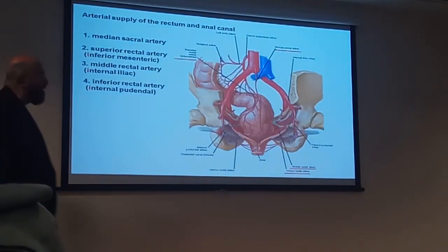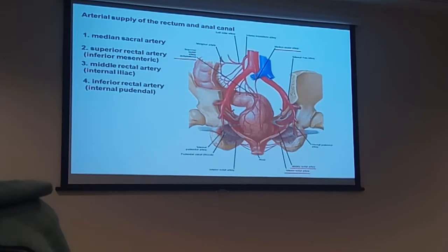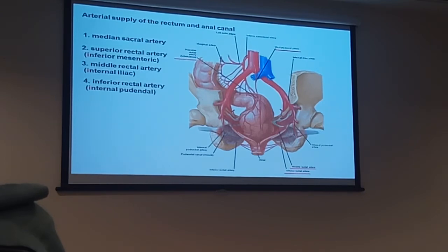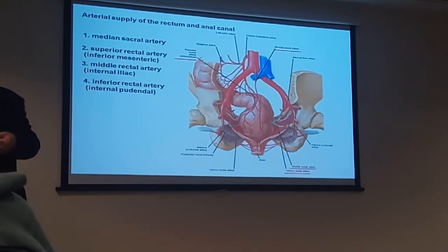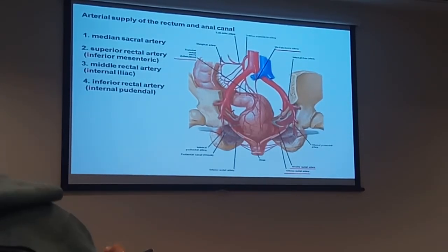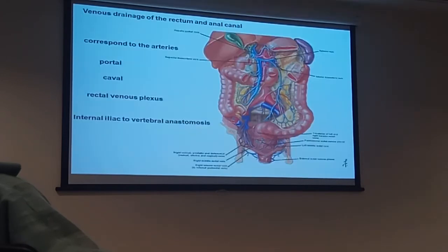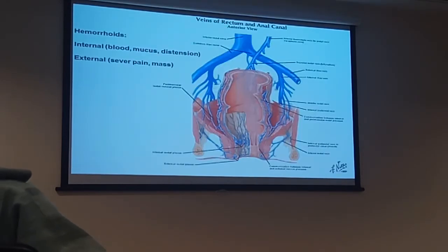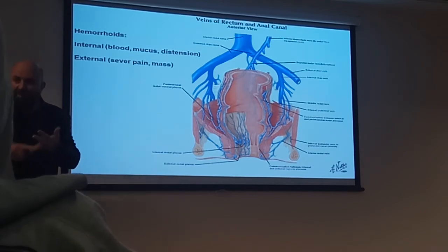Fine. Now remember this. We said the arteries of the rectum: superior rectal, middle rectal, inferior rectal. Superior rectal comes from the inferior mesenteric. Middle rectal and inferior rectal come from the internal iliac. We're going to apply this to the veins. So if I ask you what are the veins that will drain the rectum and the anal canal, you're going to tell me superior rectal, middle rectal, inferior rectal.